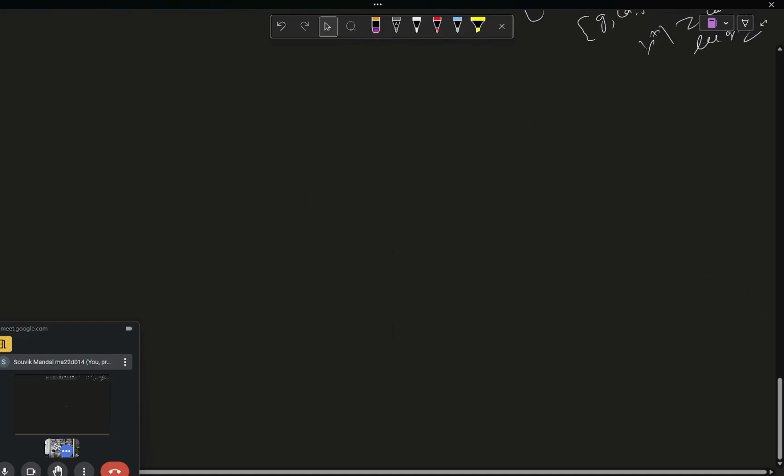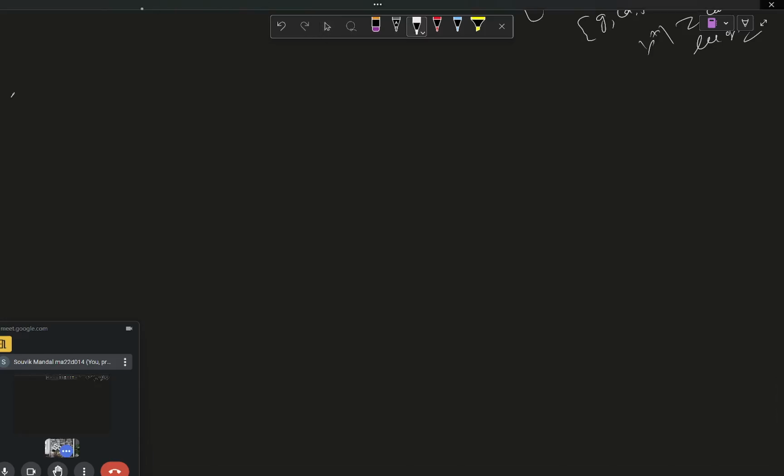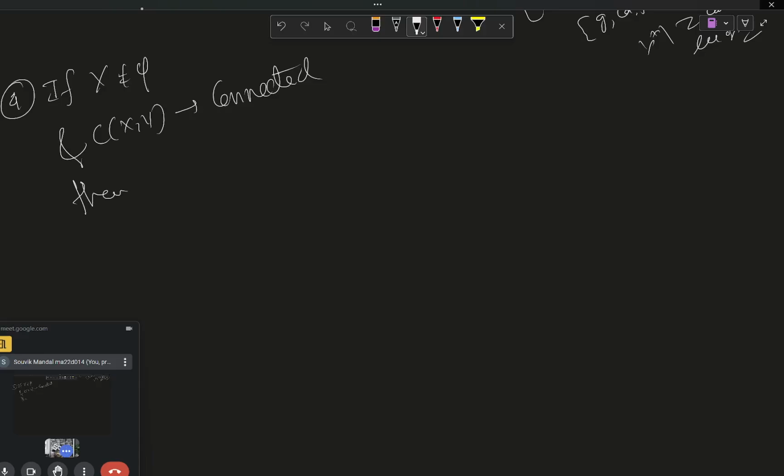Now let's go into question 4. So question 4 says: if X is non-empty and C(X,Y) is connected, then is Y necessarily connected? So this is the question.